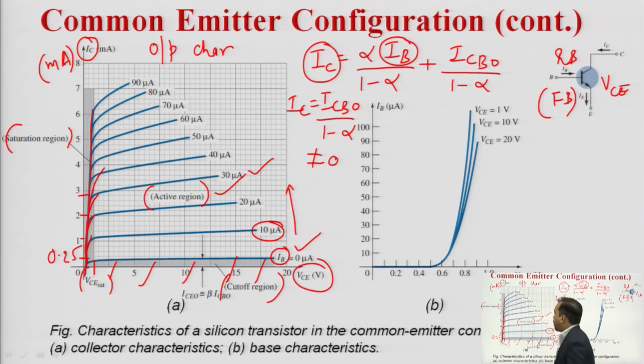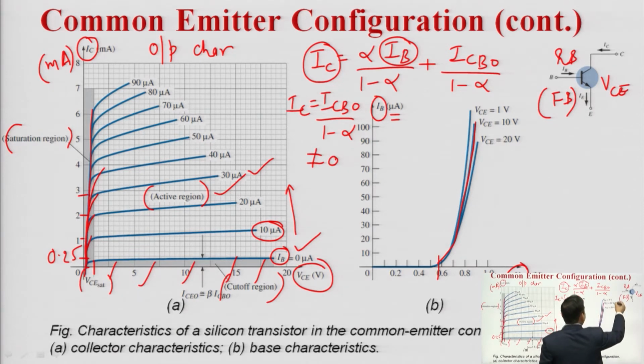Now we will talk about the input characteristics. Input characteristics are IB versus VBE for different values of VCE, where IB is in microampere. Here we can clearly see that the emitter base junction is forward biased, so up to a certain voltage the current is 0, but once it reaches the cut-in voltage the current increases exponentially. Likewise, we have seen in the diode that current follows exponential behavior with voltage.